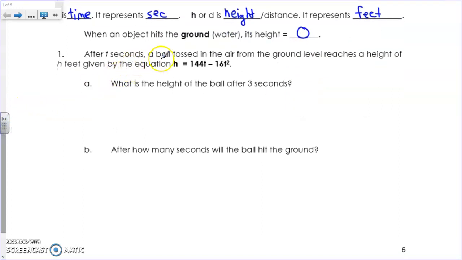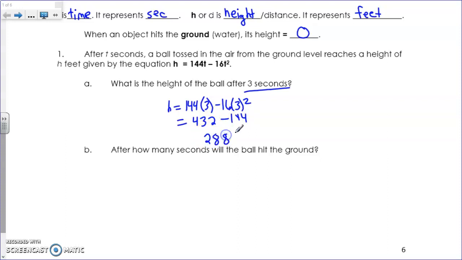Okay. After t seconds, a ball is tossed in the air from the ground, reaches a height of h feet given by this formula. What is the height of the ball after 3 seconds? So what is 3 seconds? It's our t. So we're going to substitute the t with a 3. So we get 432 minus 144. So we get 288 feet. So in 3 seconds, the ball is 288 feet off the ground.